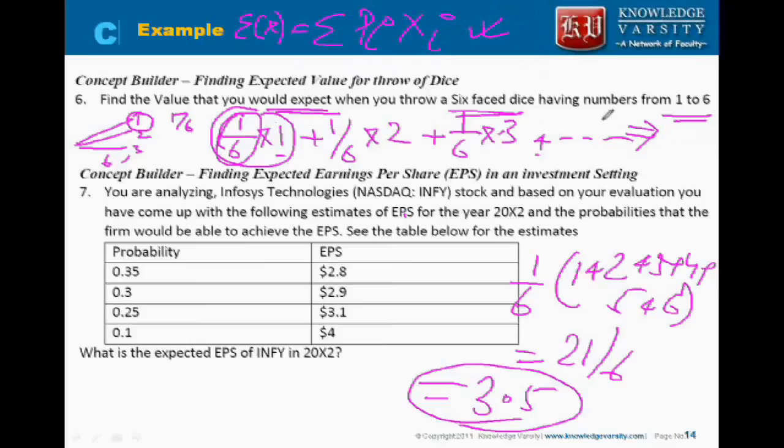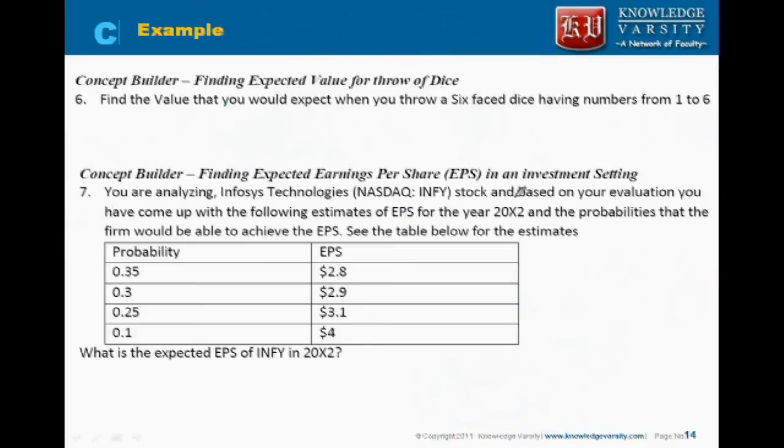Now let's try to solve this problem 7.1. We want to find out the expected earning per share of Infosys. Earning per share, as of now, just understand it is some number that stocks have. All the stocks have some earning per share number. So you have the expected EPS.